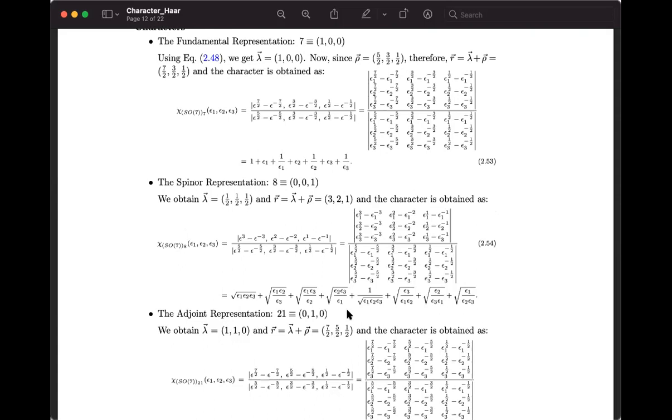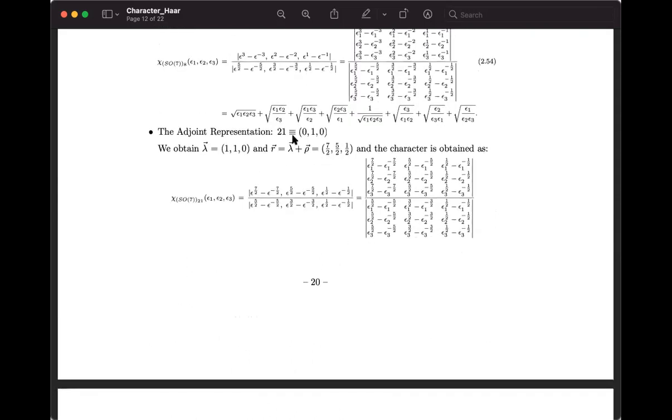Now for the SO7, the spinor representation 8. So this is known, right? Because rank is 3, so spinorial representation will be 2 to the power rank, so 2 to the power 3. That is 8-dimensional, and its Dynkin level is 0, 0, 1, and you calculate this lambda here, and r is given like this. So you can plug it back here. Now this is a very interesting structure. Now the square root of all these functions is there, right? So this is a new kind of structure, unlike the previous one. And similarly, we can calculate the adjoint representation for 21 and so on.